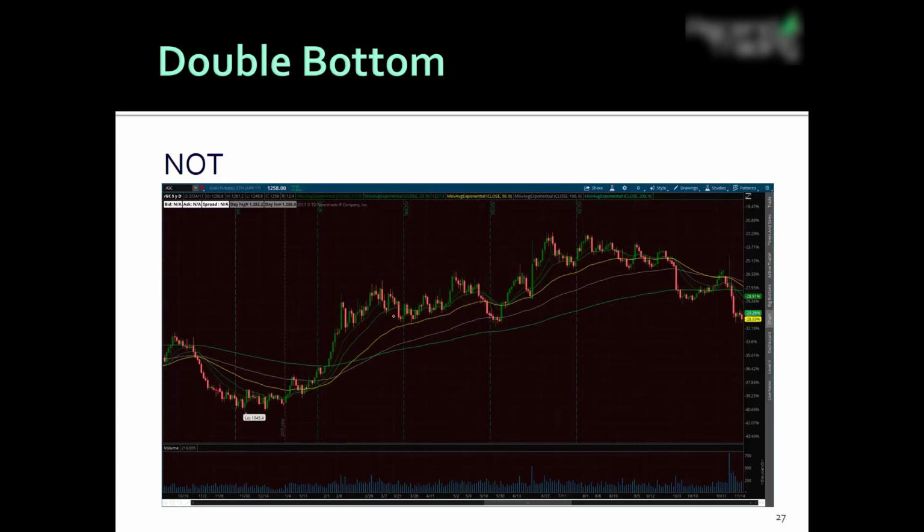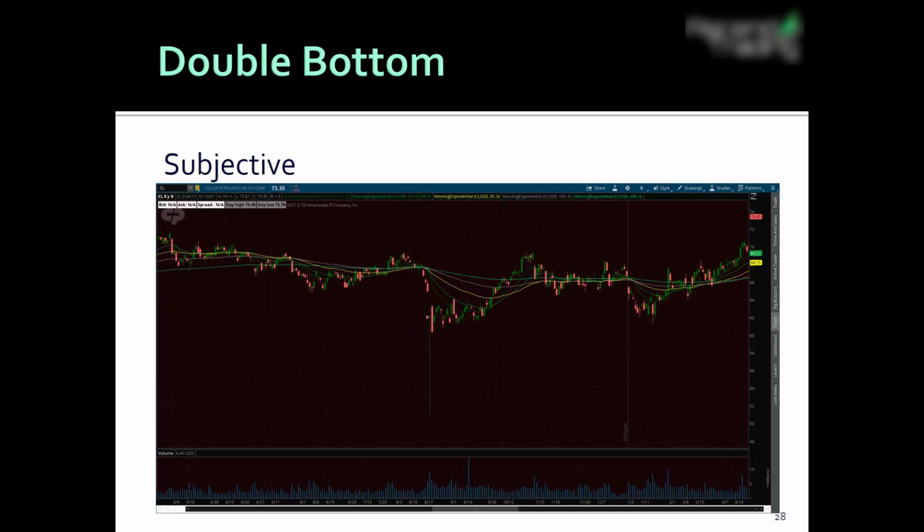This one isn't really much of a double bottom, although you do see two valleys. However, the height of the pattern from valley to peak is less than 5%. So these ones, I would consider more of a rounding bottom. This one's rather subjective. So if you include this wick as the valley itself along with this one, that would not be a double bottom because the price difference is way too high. But if you ignore it, then yes, you can consider it a double bottom.